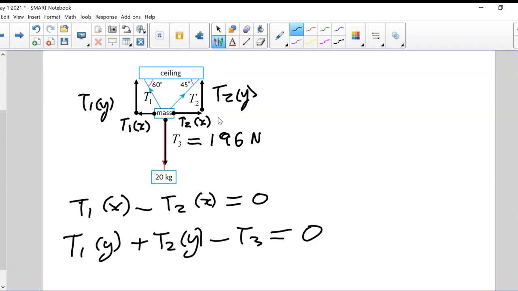Okay, good. So I'm saying those two forces are basically equal. Or another way of saying it is that T1x minus T2x is equal to 0. The two x's must sum to 0, is what I'm saying.